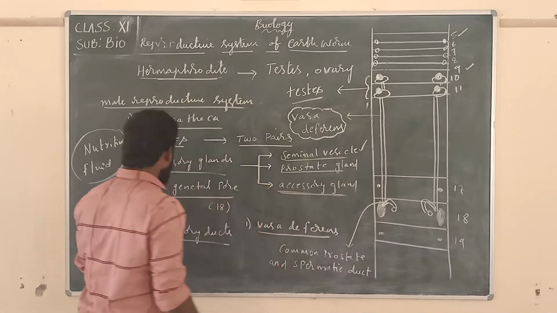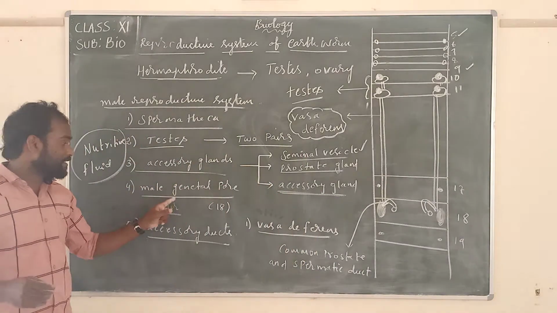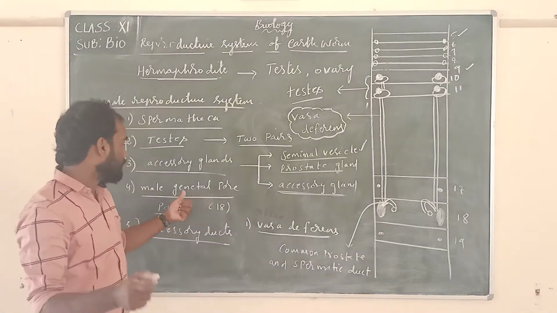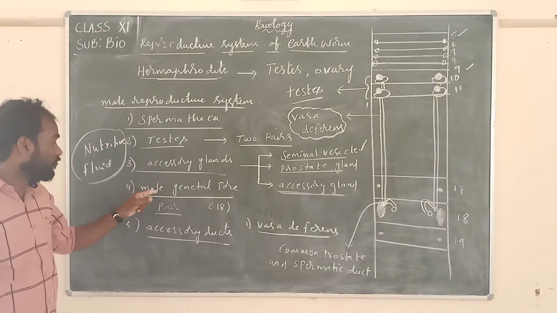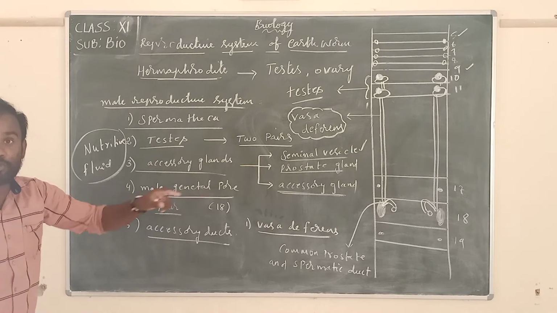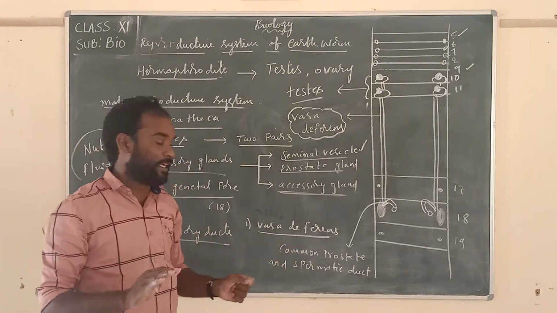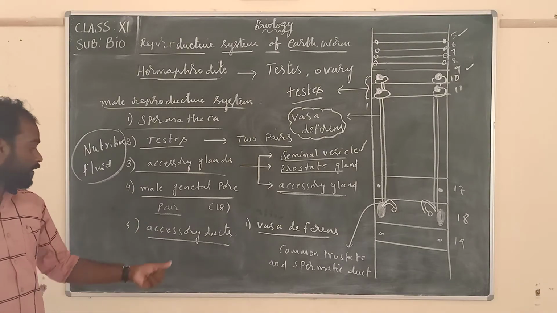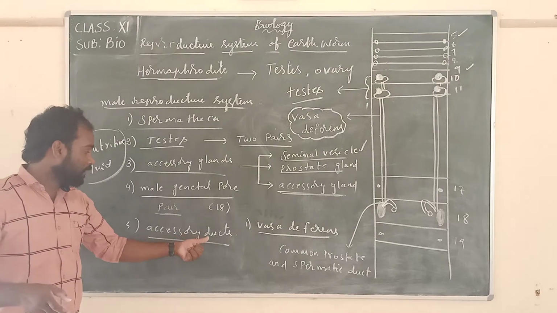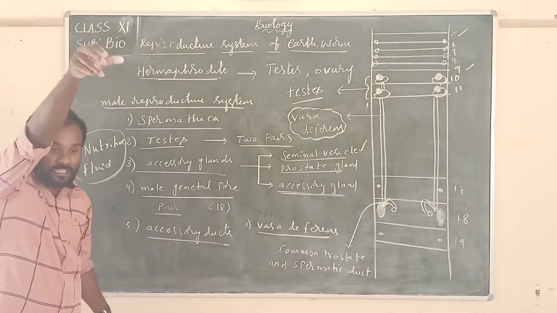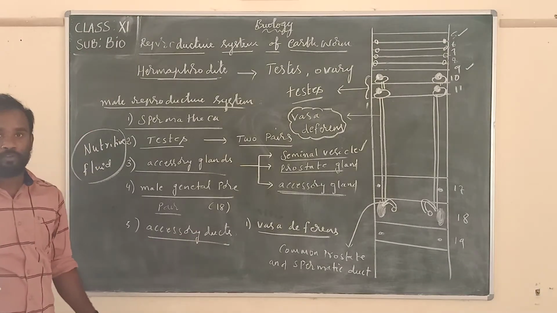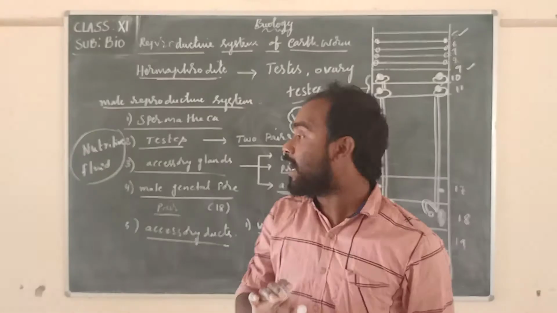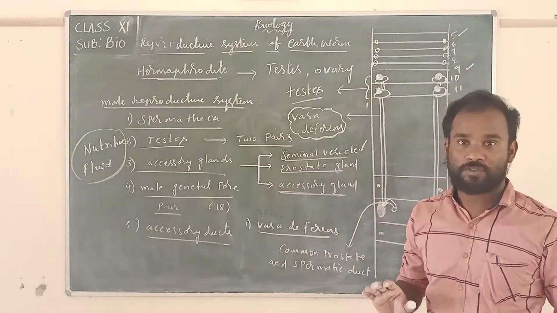Then, male genital pore. This is the pore through which the sperms will be released outside. What is the main function of the male genital pore? This is the structure through which the sperms will be discharged outside. Then, accessory ducts. The main function of accessory ducts is that through these ducts only the sperms will move. So they help in the transportation of the sperms.